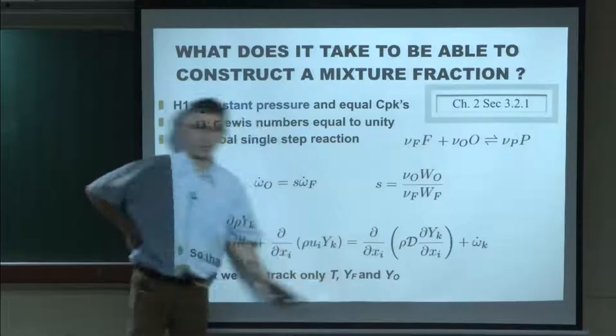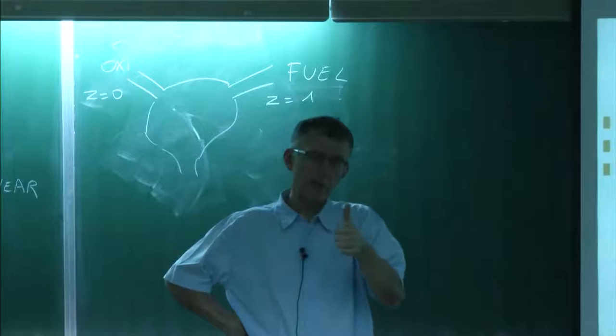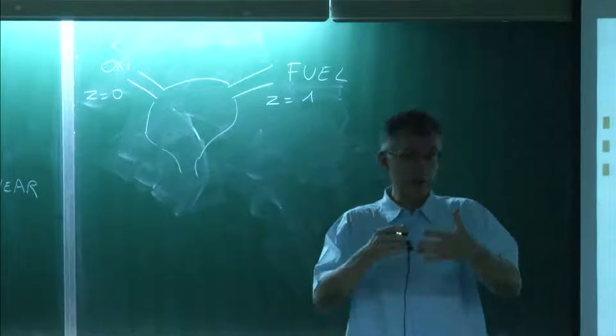Remember, when I did the demonstration for premix flames, I started by eliminating everything except temperature. I only had one variable, which was temperature. Now, for diffusion flames, I need at least the fuel mass fraction, the oxidizer mass fraction, and the temperature, because these things are independent. They are not mixed, so we have to account for mixing.